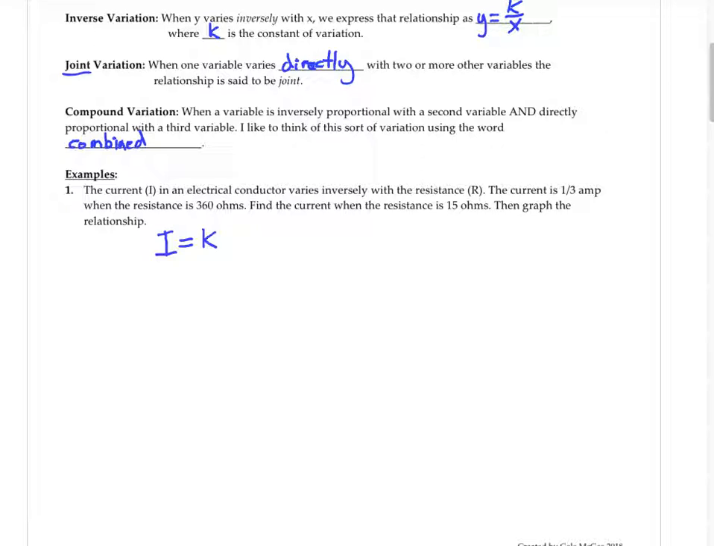And it said it varies inversely, so that's going to be division, and it varies inversely with R. Okay, so that's kind of like step one in my problem, is to nail down the general form of the relationship.